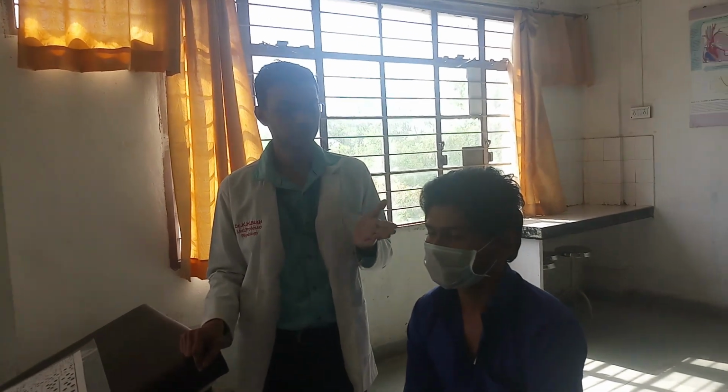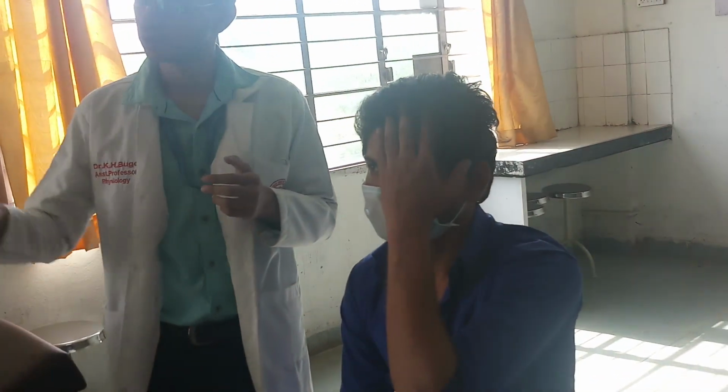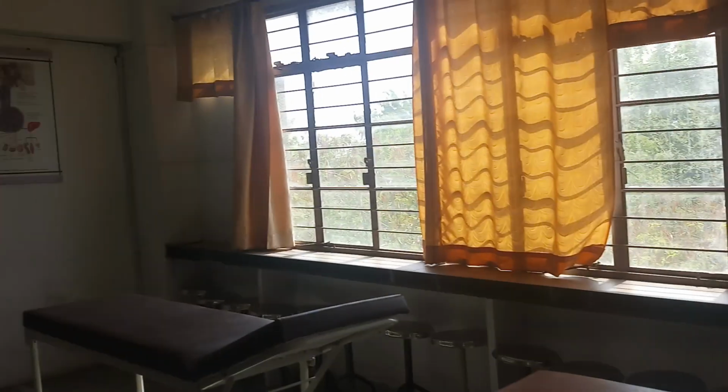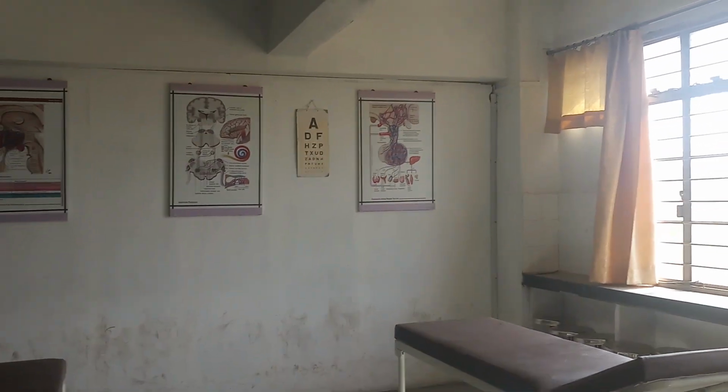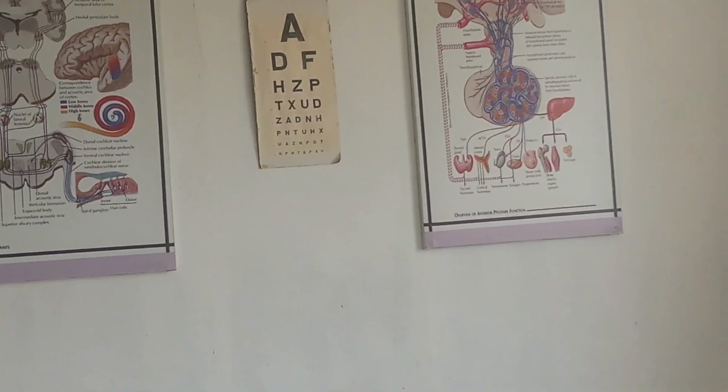Now the person has no history of spectacles, so you can directly record the distant vision. Ask the person to close the left eye. Read the letters. D, F, H, Z, P, T, X, U, D, Z, A.